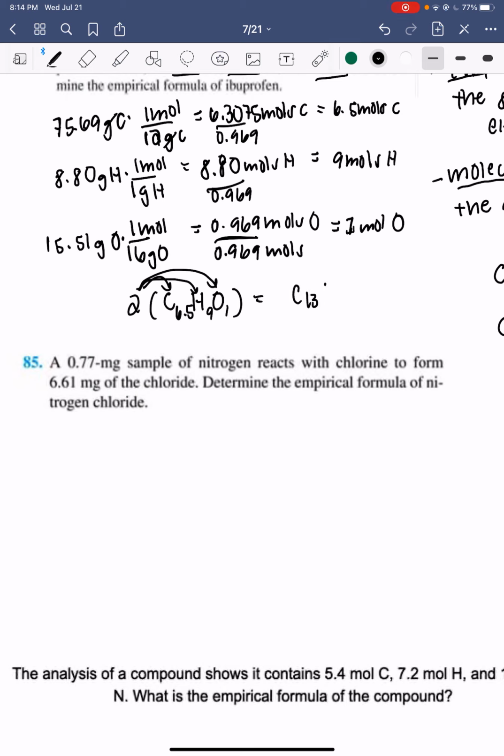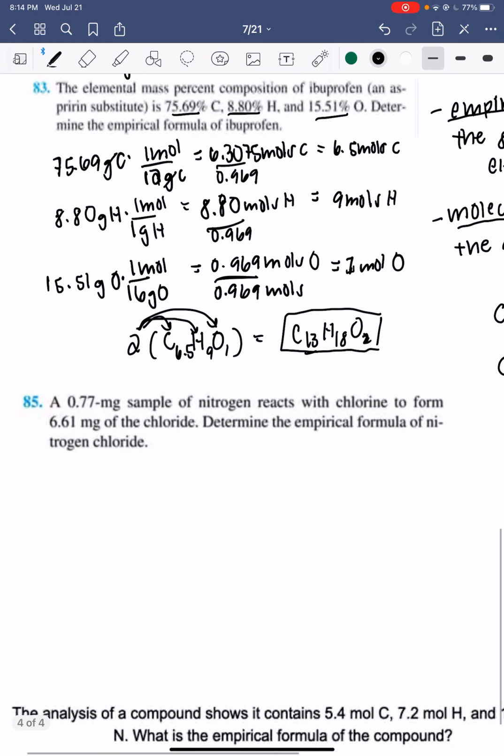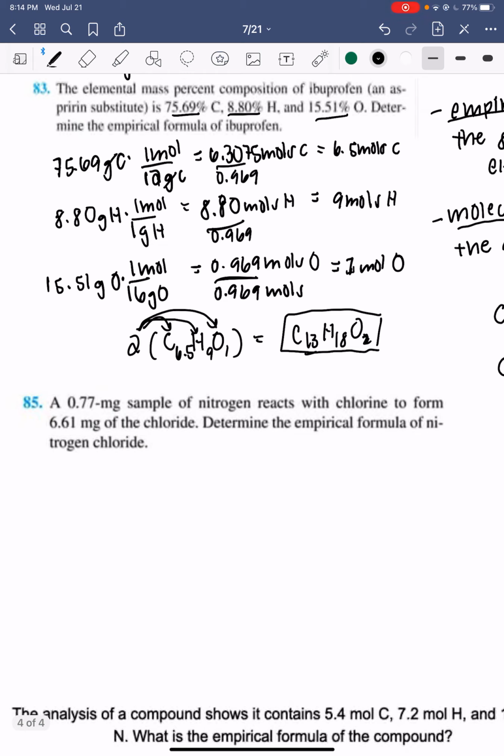And our answer is this, which 6.5 times 2 is 13 here, 2 times 9, 18, and then lastly, 2 times 1 is 2. This is our empirical formula. This is also the molecular formula. And the reason is because we can't simplify these numbers. We can't simplify all these numbers even more.